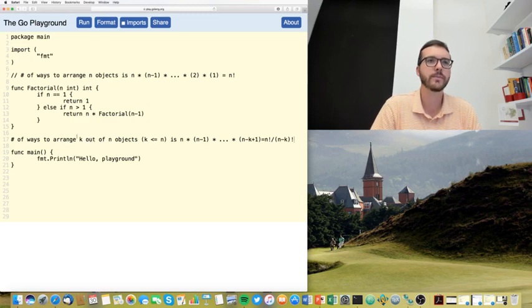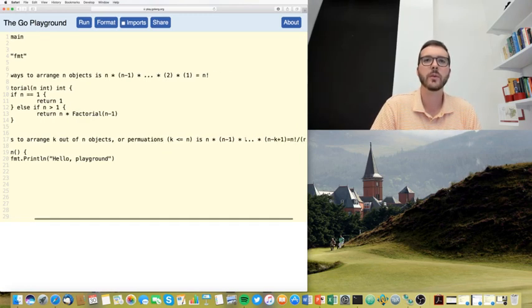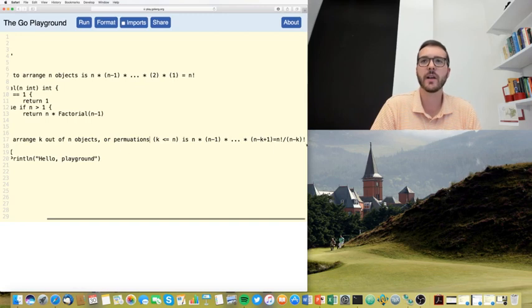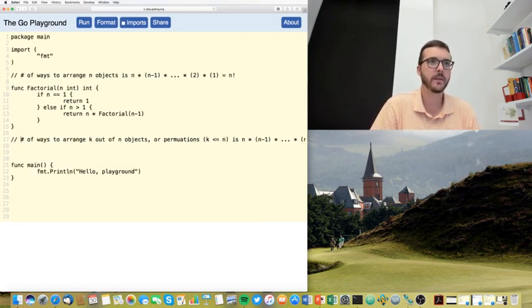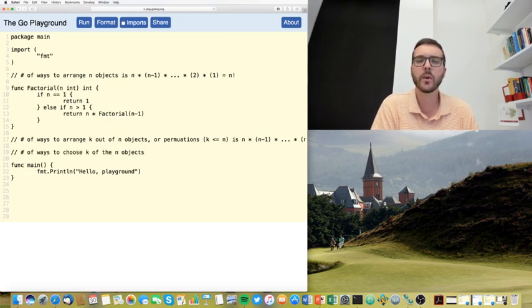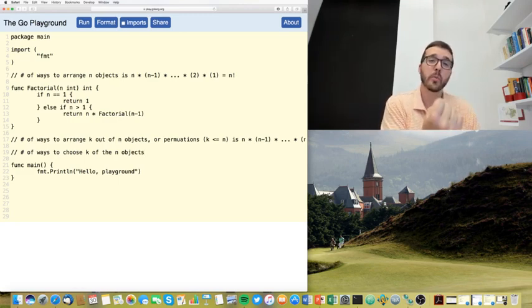This is called permutations. Okay, so it's called a permutation of k out of n objects. And then the last thing, and I need to comment this, is the number of ways to choose k of the n objects. So here the order doesn't matter. So it doesn't matter if we choose one object first or third. We can swap the first and the third elements and it's not going to matter. We're just worried about the group of the k objects.